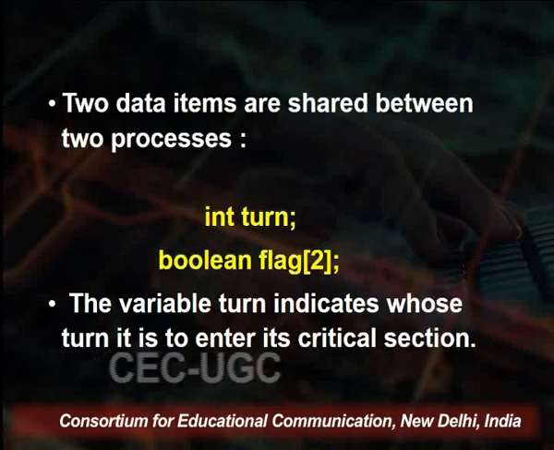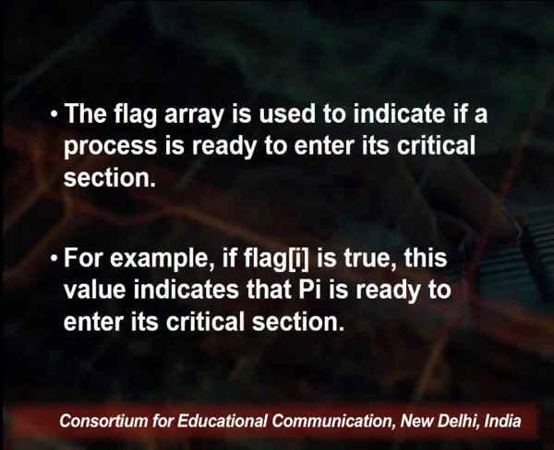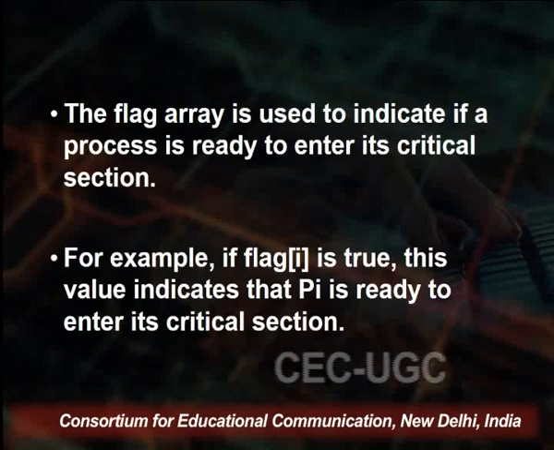So the variable turn is going to indicate whose turn it is to enter the critical section, and the flag array is used to indicate if a process is ready to enter its critical section. Here I am repeating this, so please listen very carefully: the variable turn indicates whose turn it is to enter the critical section according to the decision taken, and the flag array is an array of Boolean values, of size 2 if we are talking about Peterson's solution, because only 2 processes can participate here.